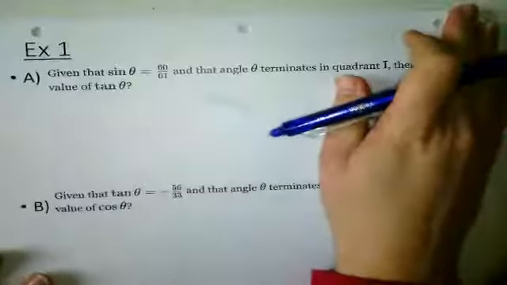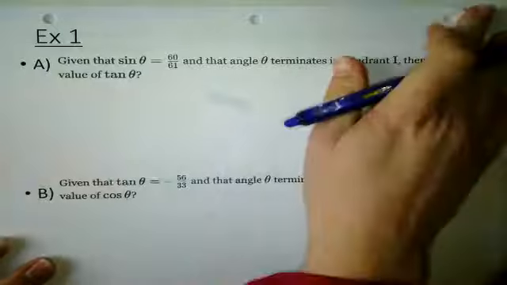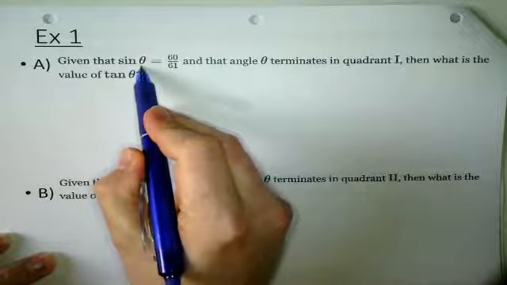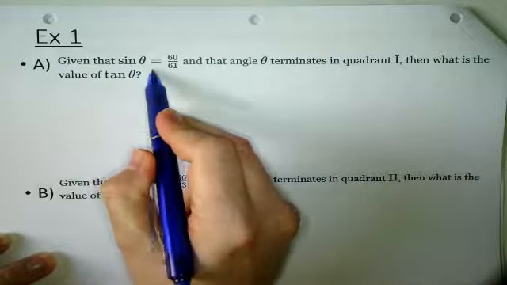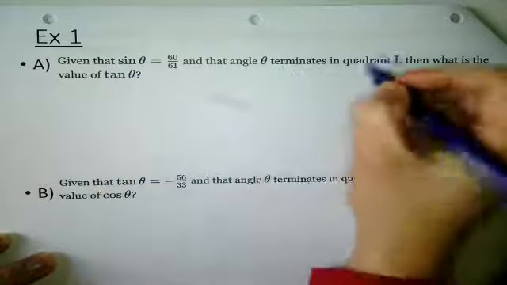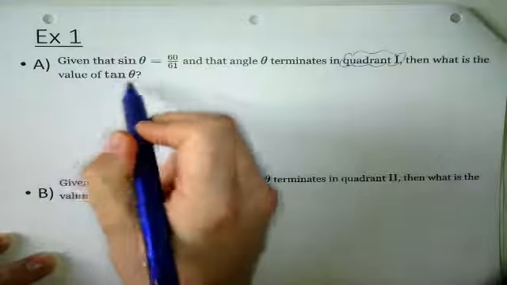Let's see what we've got. Luckily, today's lesson is quite short. You can see all of these are just straight from Delta Math, which is really nice. So example 1: given that the sine of some angle, theta, is 60/61, and angle theta terminates in quadrant 1, what is the value of tangent of theta?